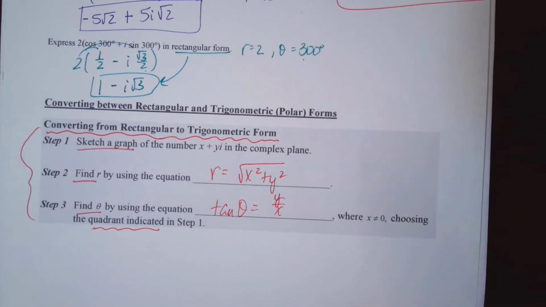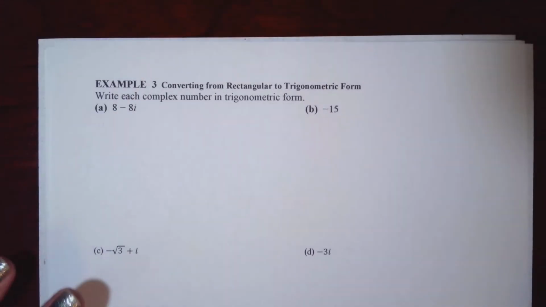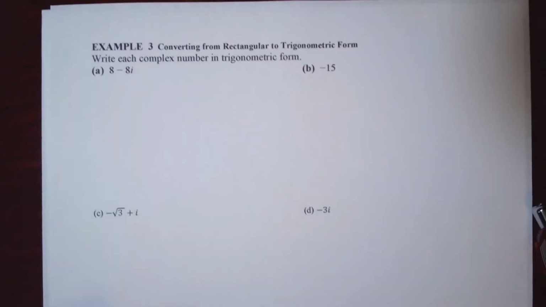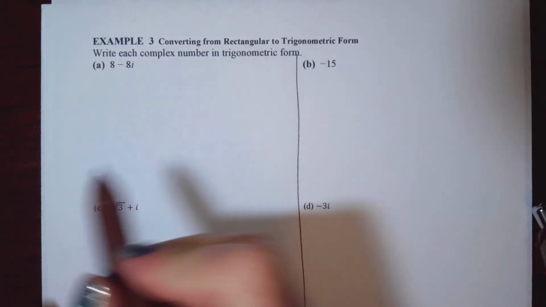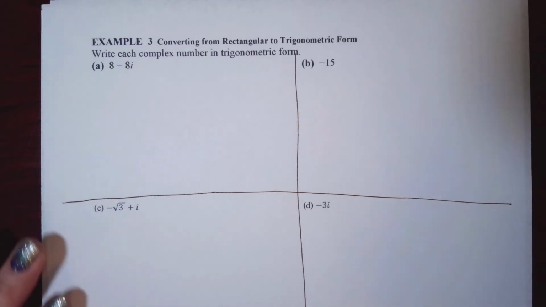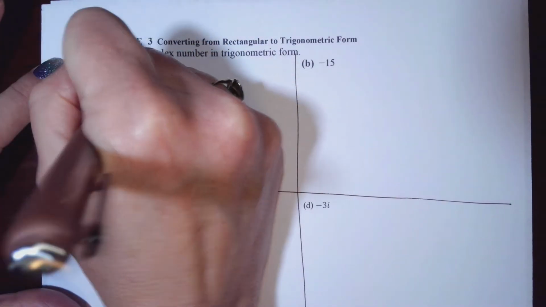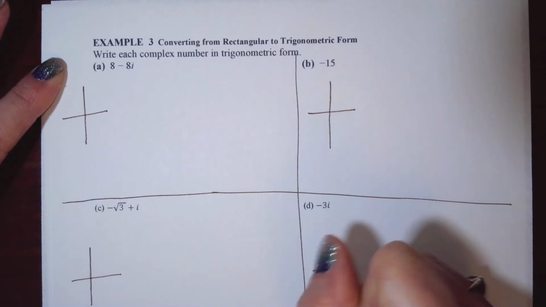Alright, let's do some examples going that direction. We're going to write each complex number in trig form. So we're starting in rectangular form, we're moving to trig form. That means that my first step is going to be a sketch for each of these. So I'm going to set that up so that my first step can be a sketch for each of these 4 examples.